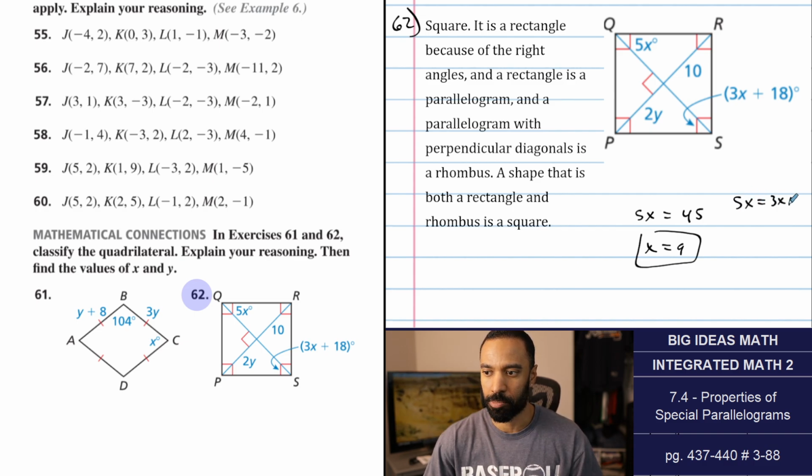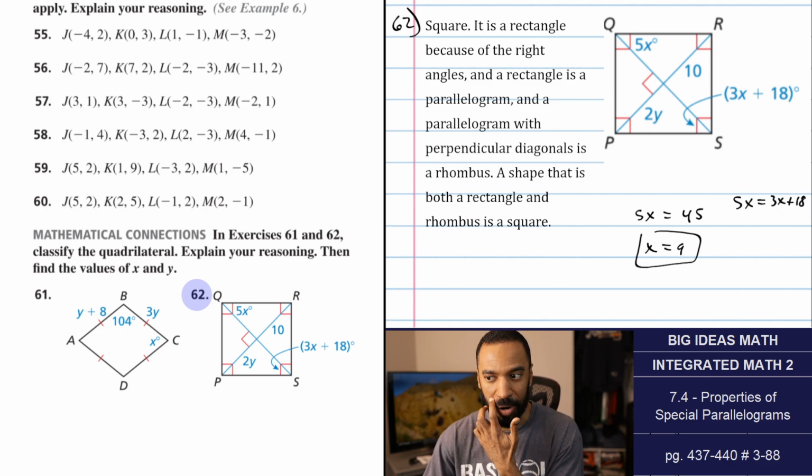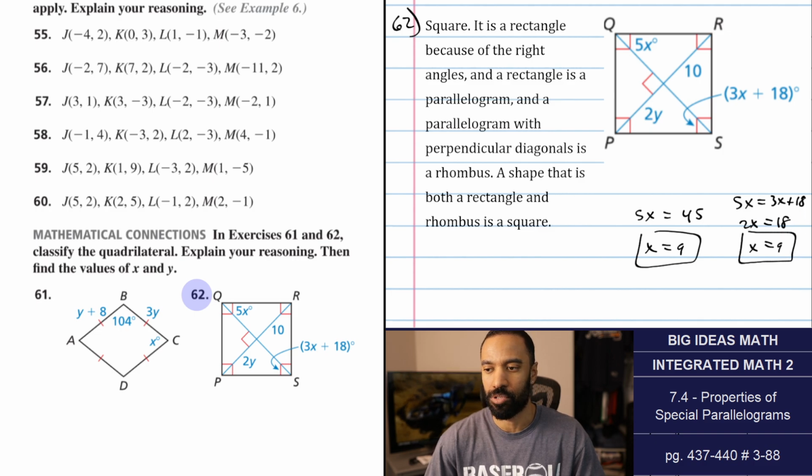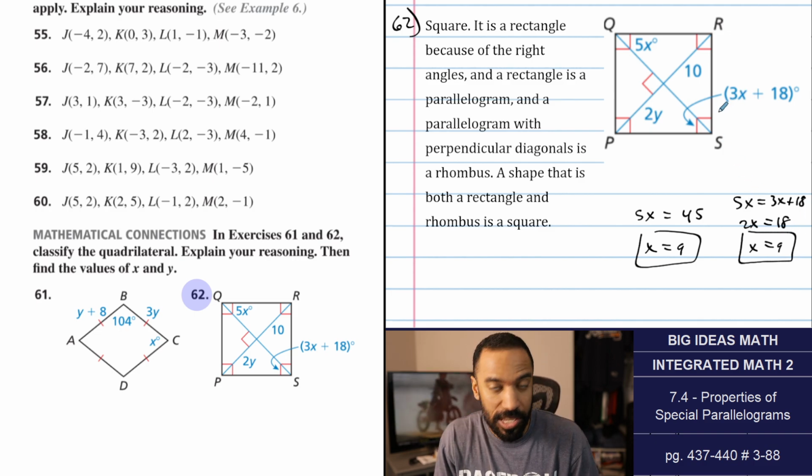5x equals 3x plus 18. If they did the problem right, this should still be 9. Subtract 3x from both sides. Divide both sides by 2. So yes, no matter what you do, you still get 9. Or 3x plus 18 is 45, right? It's just 5x was easier to work off of.